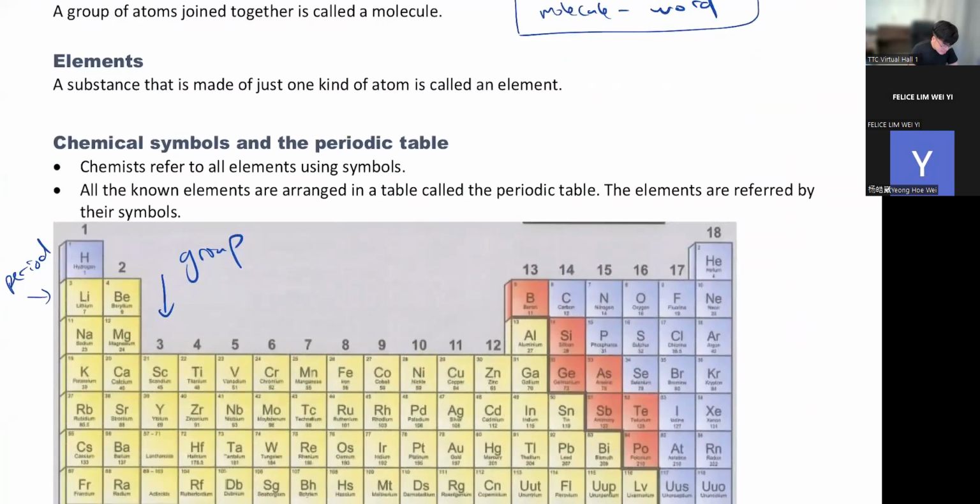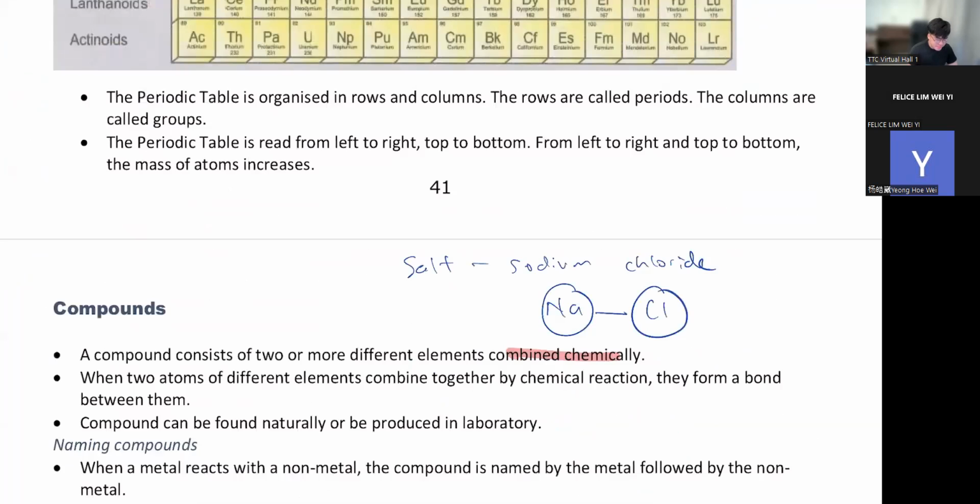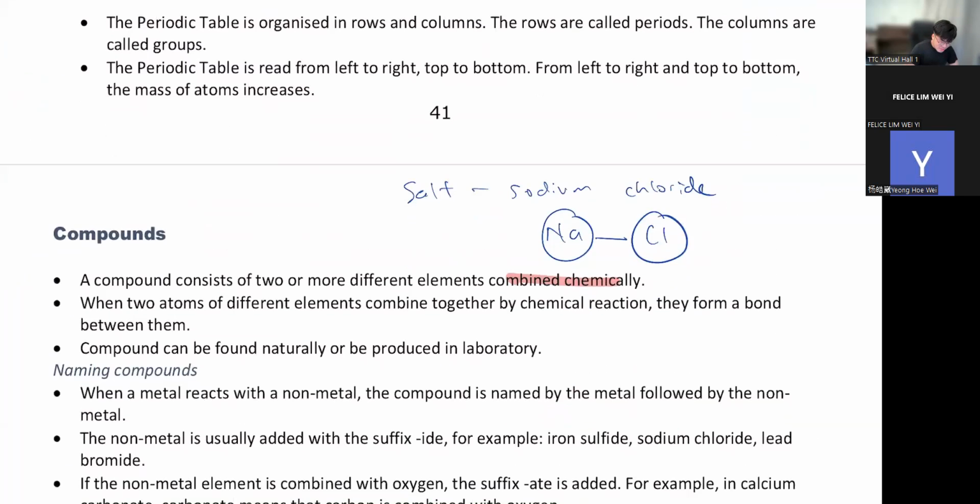So Na and Cl, they get married. This is your compound. Can you see this line here? This line is the chemical bond, because they combine chemically. That's chemistry.